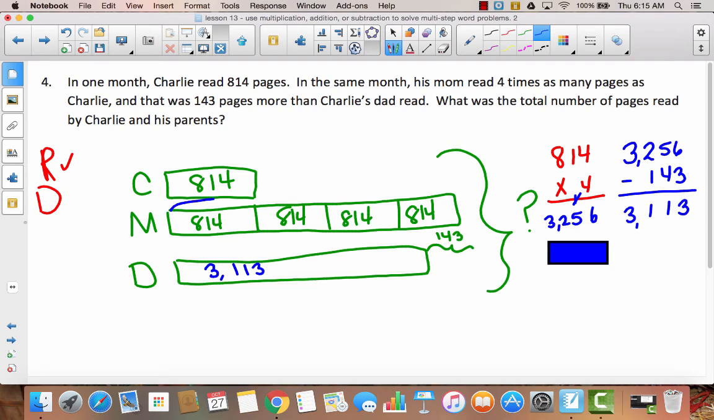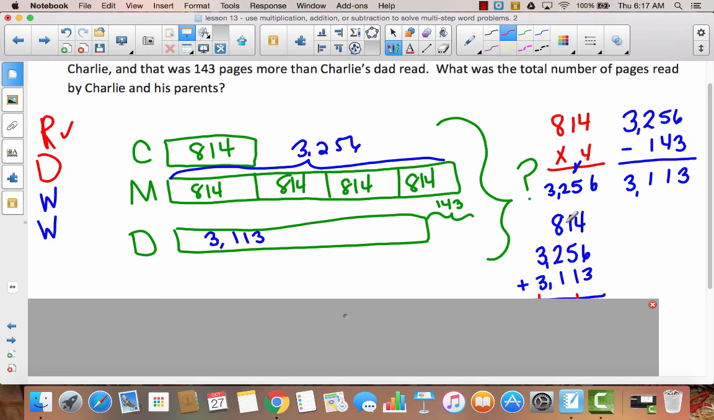Now we've got to find a total. So I'm going to go ahead and label mom 3,256. So we know Charlie read 814, mom read 3,256, and dad read 3,113. I bet you can go ahead and finish this problem by yourself. I'd like for you to pause the video. I'd like for you to go ahead and write the rest of the number sentences and go ahead and write your answer as a word statement, and then let's come back and check together.